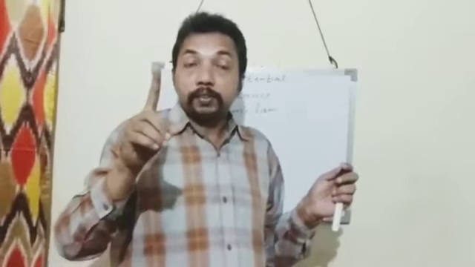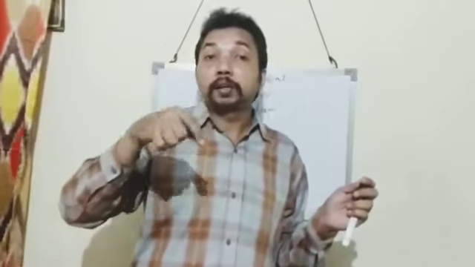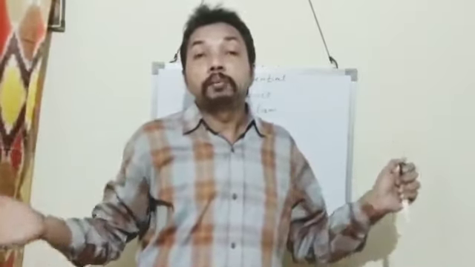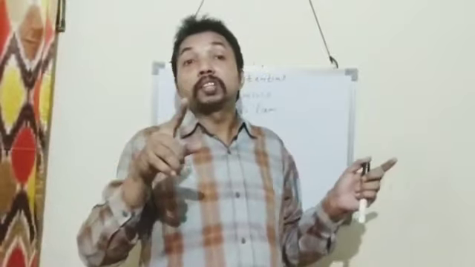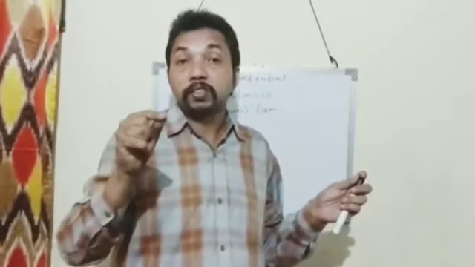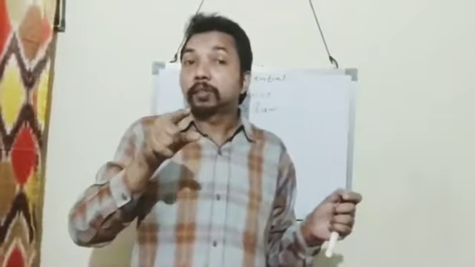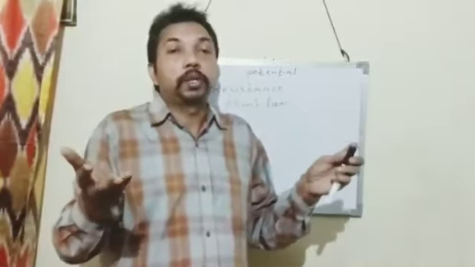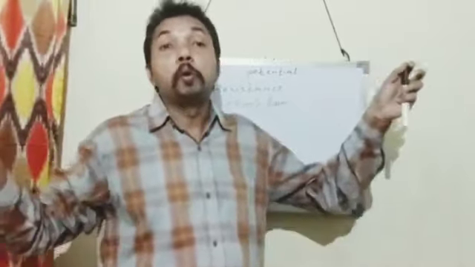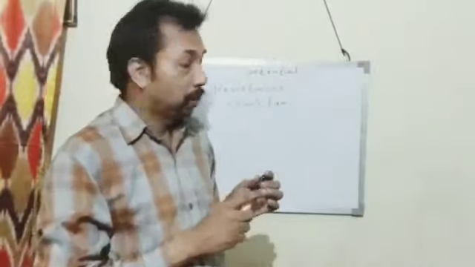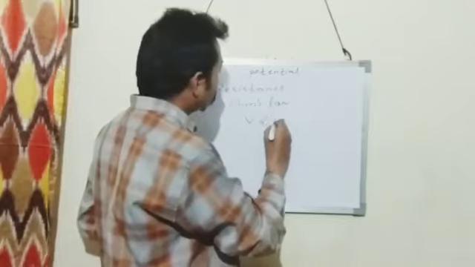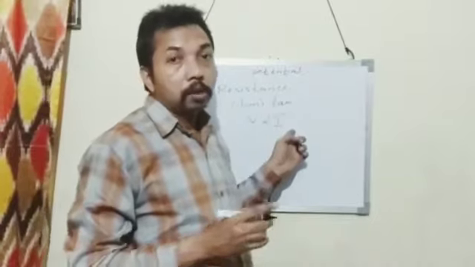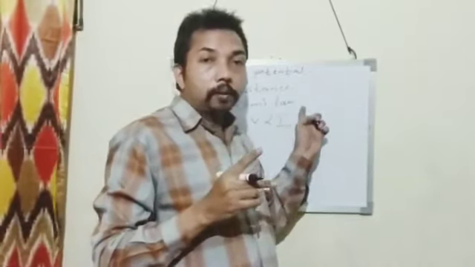And in the second case, the potential difference is more, so the electrons will come with more speed. When the potential difference is more, the flow of current is more. About this there is a law which is called Ohm's law.